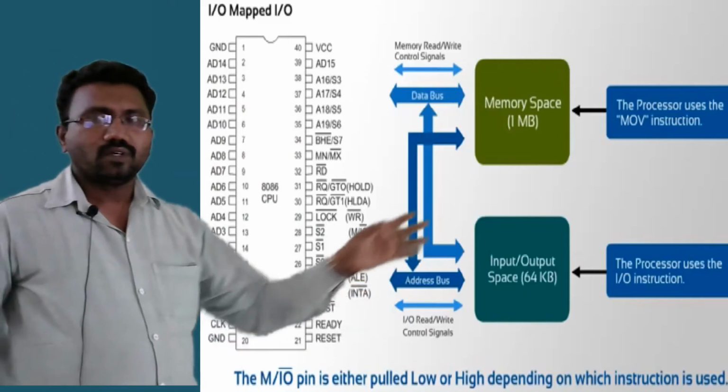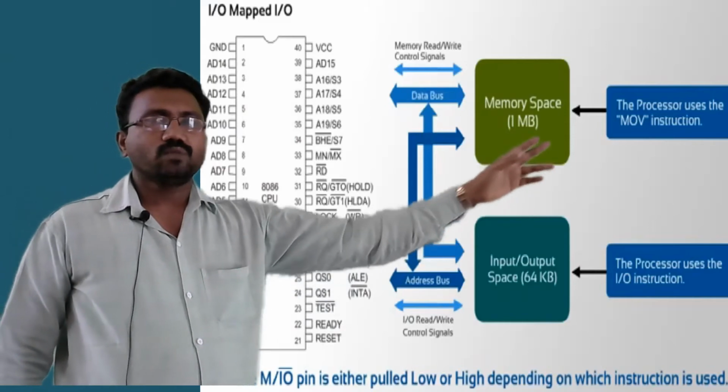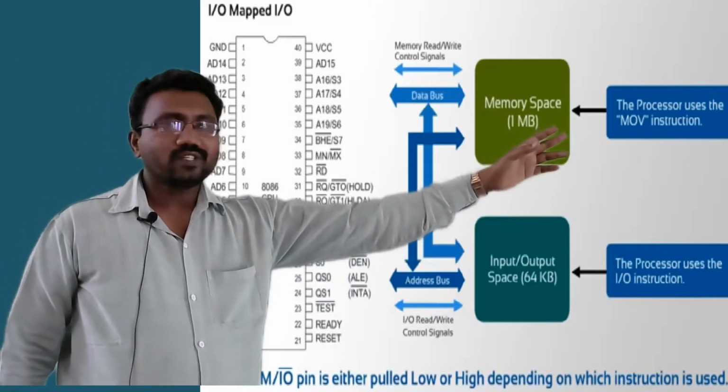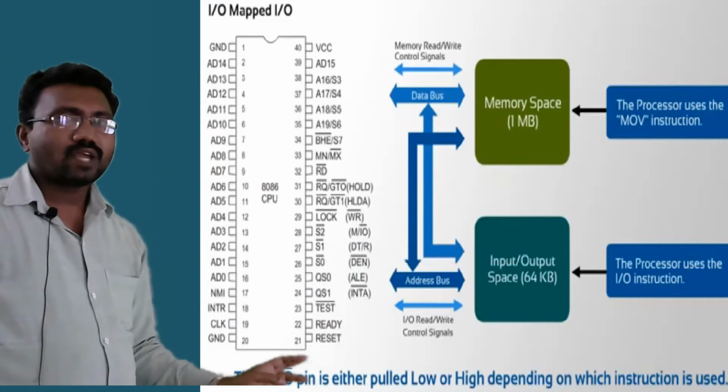For example, the currently executed instruction is move. Then the M/IO pin is 1.